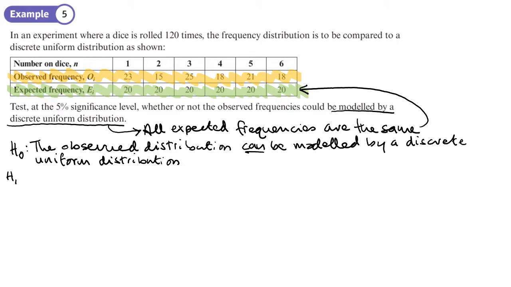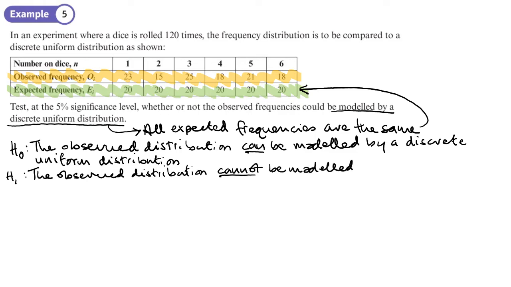H1 is basically the same thing, but we replace can with cannot. The observed distribution cannot be modeled by a discrete uniform distribution. So it's either it can or it can't. In any hypothesis test, always state H0 and H1.